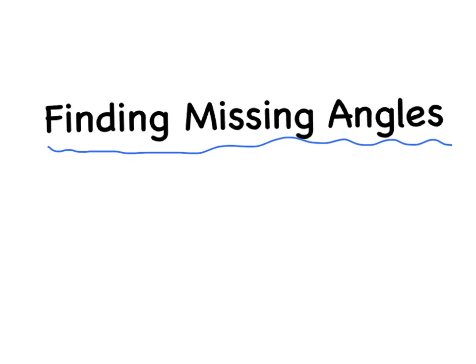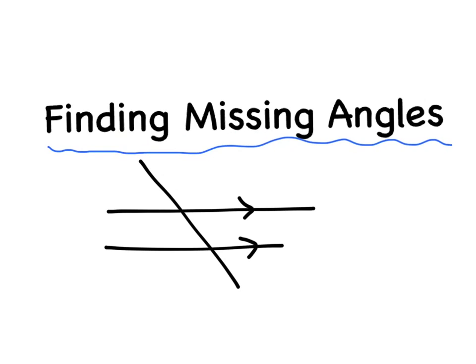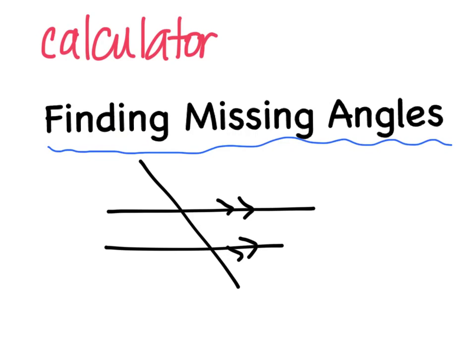This video is going to go over finding missing angles using all of the different angle properties that we learned. So we're going to be looking at transversals cutting through parallel lines and finding missing angles. You'll need a calculator for this, and you'll also need to be taking some notes.